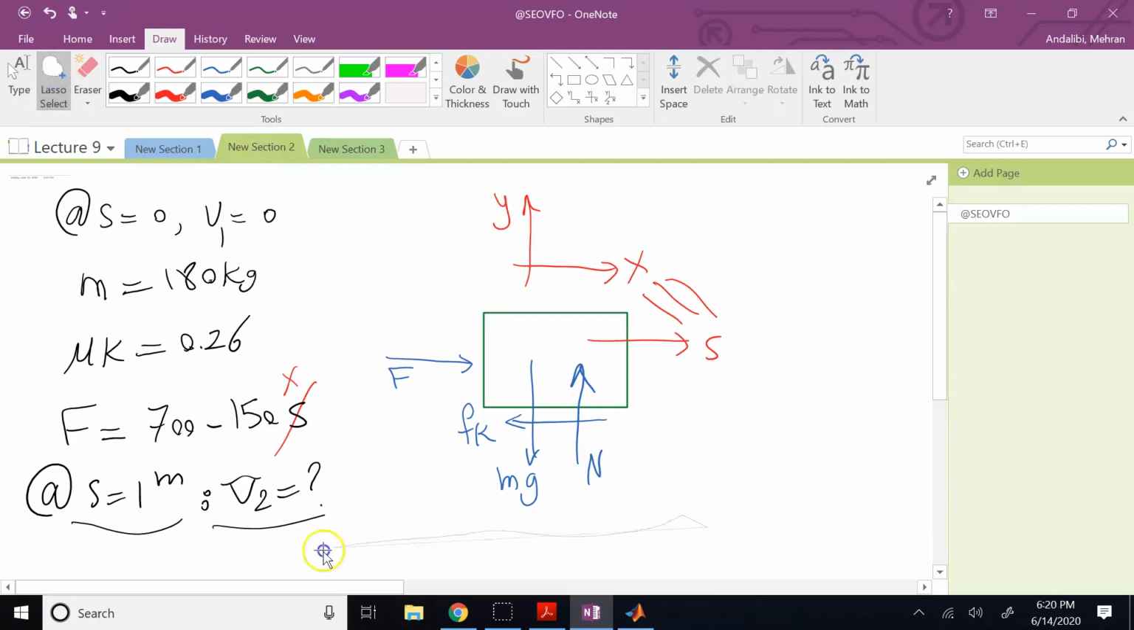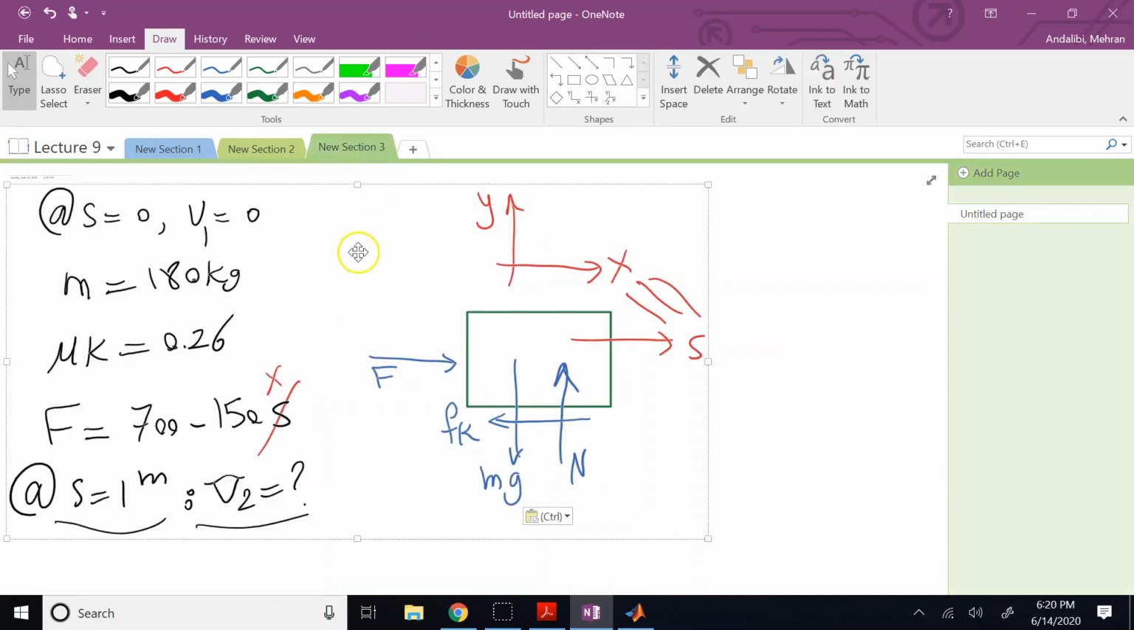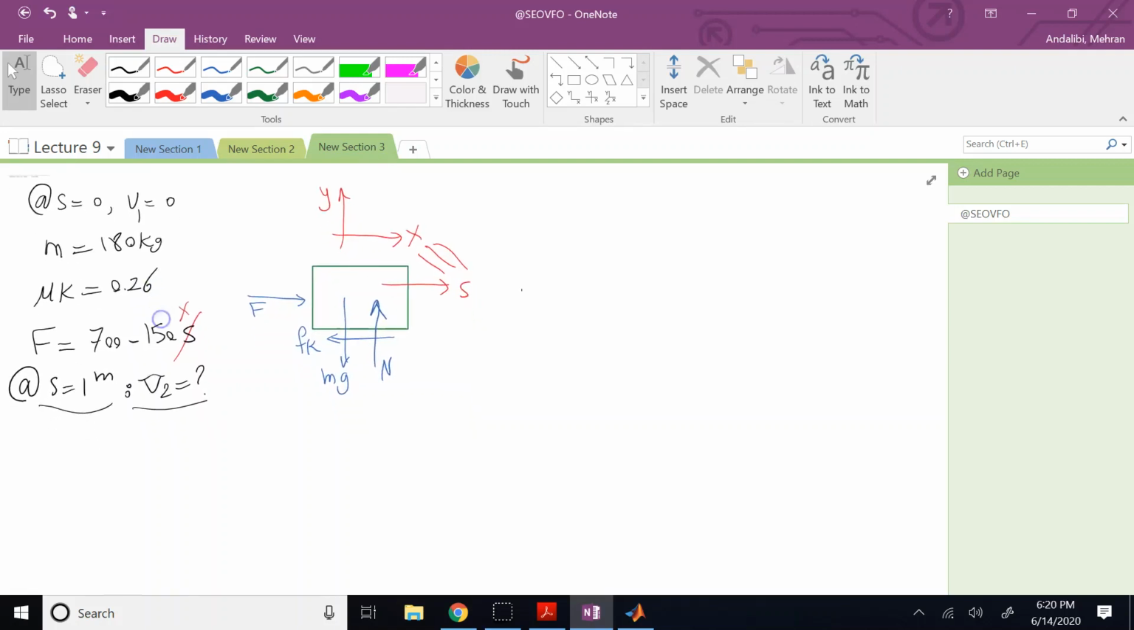So here I'll see if I can copy all of this into a new page. Hopefully it allows me to. Let's see, there we go. That's the good thing about using OneNote, right? It is quite helpful.